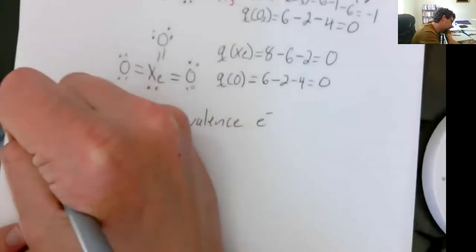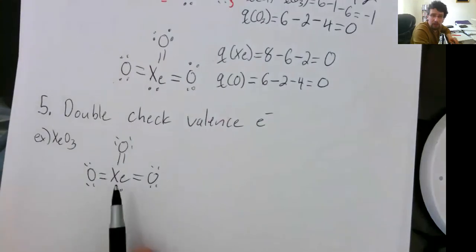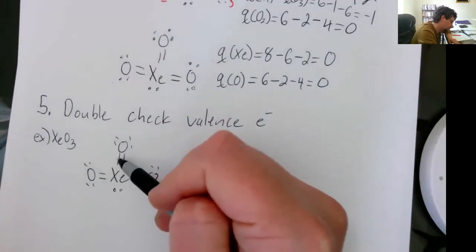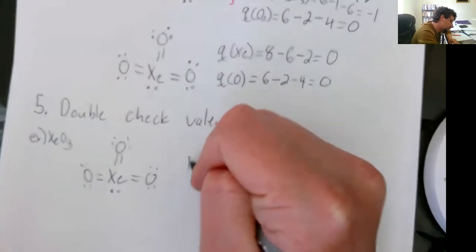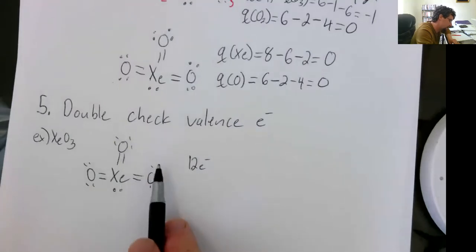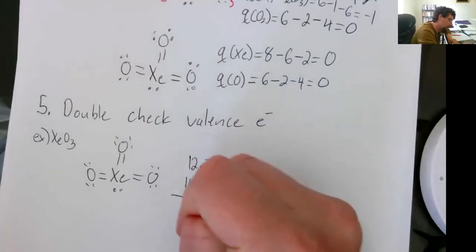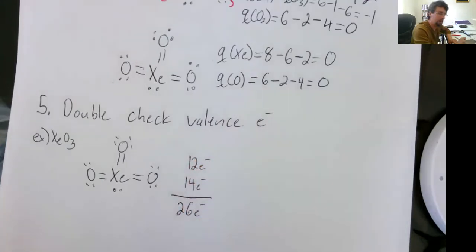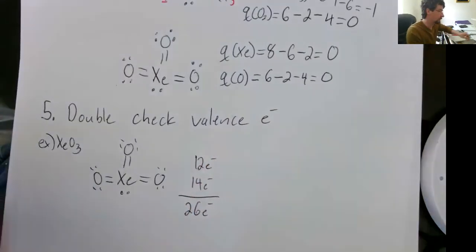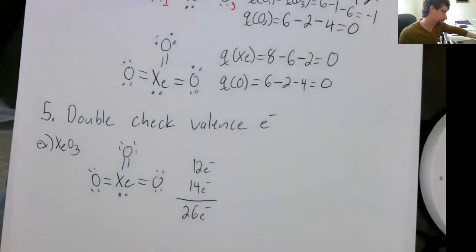Okay, so example, xenon trioxide. Remember, each bond contains 2 electrons. If we count, we get 2, 4, 6, 8, 10, 12. We have 12 electrons in bonds, and 2, 4, 6, 8, 10, 12, 14. We have 14 electrons in lone pairs. If we sum that up, we end up with 26 electrons, which is exactly what we calculated in step 1. So we can assume that we have the correct answer.